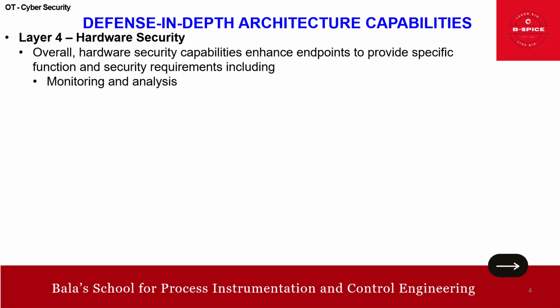Monitoring and analysis in hardware security involves continuously observing hardware systems to detect vulnerabilities, performance issues, and potential cyber threats, ensuring the integrity and reliability of critical infrastructure. This process is essential for preventing breaches and maintaining operational continuity. Monitoring and analysis in hardware focus on tracking the health, performance, and behavior of physical devices such as routers, servers, switches, and embedded systems.